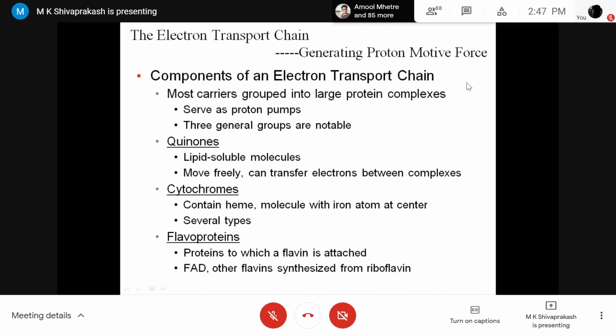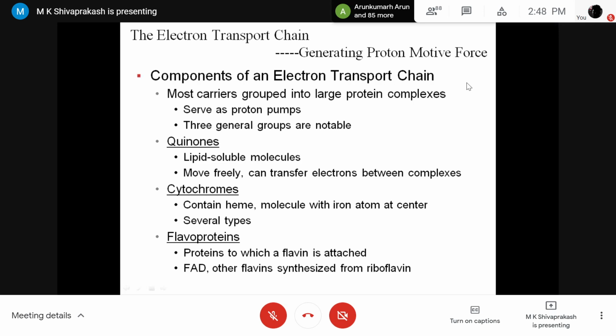Some of the molecules which are part of this electron transport chain are quinones, cytochromes, and flavoproteins. Quinones are lipid soluble molecules that move freely and can transfer electrons between complexes. The cytochromes contain heme protein molecules with an iron atom at the center, and there are several types, such as cytochrome 2 and 3. Then flavoproteins, to which flavin is attached, such as FAD or other flavin synthesized from riboflavin.